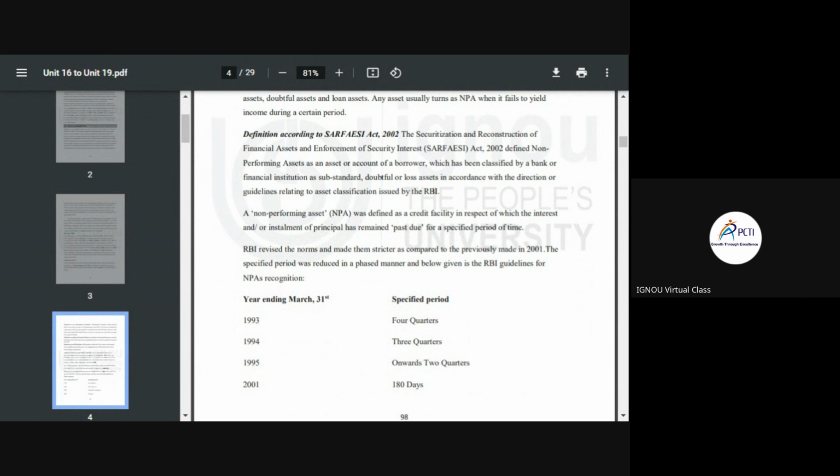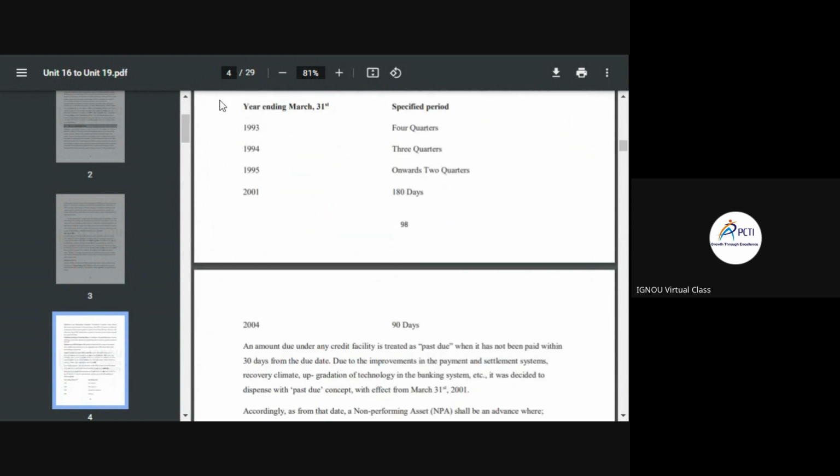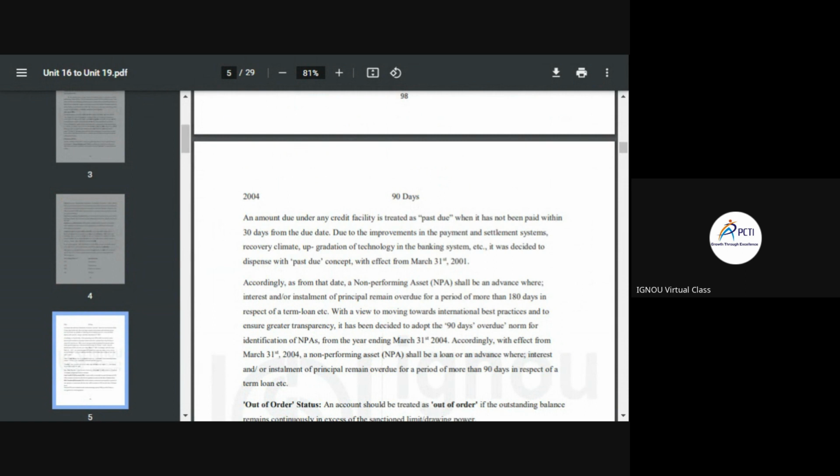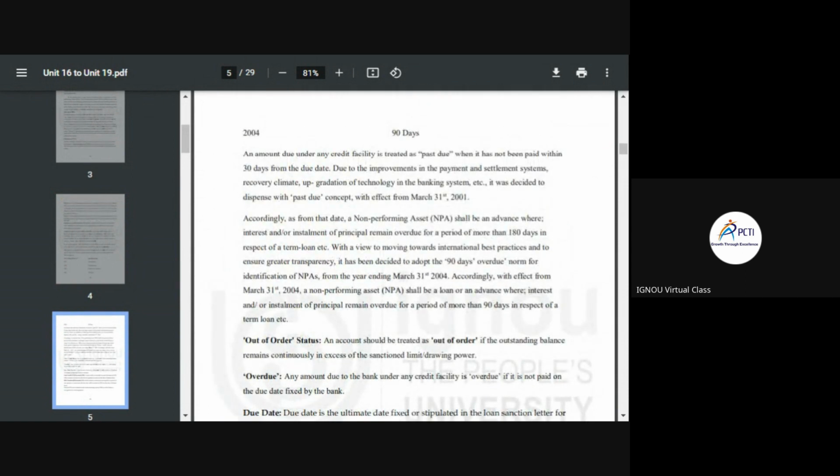So basically, a non-performing asset was defined as a credit facility in respect of which the interest or installment of principal has remained past due for a specified period of time. For the year ending March 31st, the specified periods were: in 1993, 4 quarters; in 1994, 3 quarters; from 1995 onwards, 2 quarters; in 2001, 180 days; and from 2004, 90 days. An amount due under any credit facility is treated as past due when it has not been paid within 30 days from the due date.